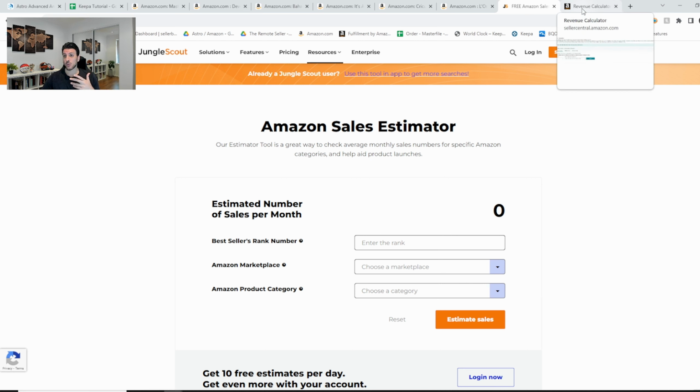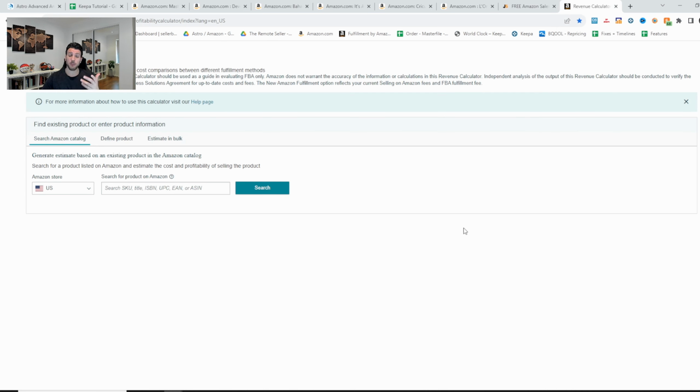The next free tool that I'm going to show you, but I won't be using in this tutorial, is basically the revenue calculator. It's Amazon Seller Central's tool. You put your ASIN in here, the ASIN appears, you add your pricing, and then it gives you a breakdown of all the costs, the FBA fees, referral fees, and what your total profit will end up being.